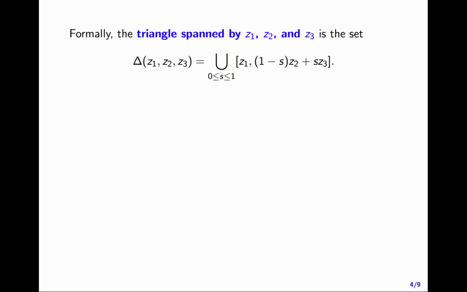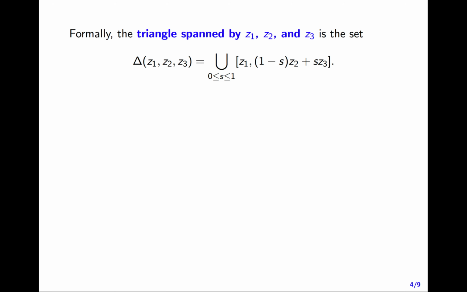Here's the formal definition. The triangle spanned by the points Z1, Z2, and Z3 will be the set delta of Z1, Z2, Z3 that I'll define to be the following union. It'll be the union of all line segments of the form Z1 to (1 minus s) times Z2 plus s times Z3, for s between 0 and 1. And I love this definition because it gives us a set-theoretic definition of a very familiar geometric shape.